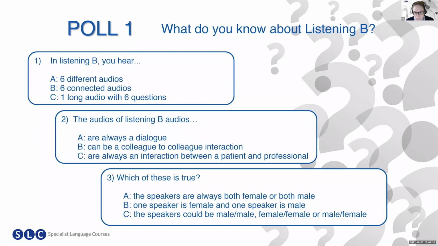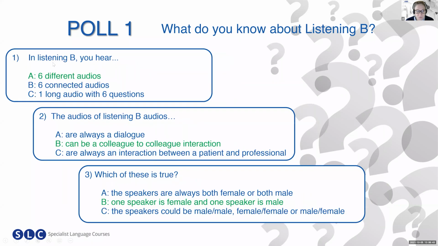We'll share results. Most people went for 6 different audios, that it can be a colleague-to-colleague interaction, and that the speakers could be male to male, female to female, or male to female. Let's look at the answers. The first one is you hear 6 different audios. There are 6 separate contexts with 6 separate questions, so they're not connected. If you do badly in question 1, it's not going to affect you for questions 2, 3, 4, for example.